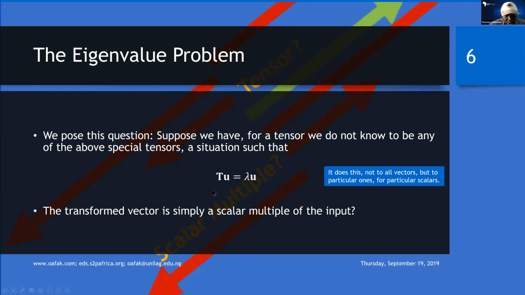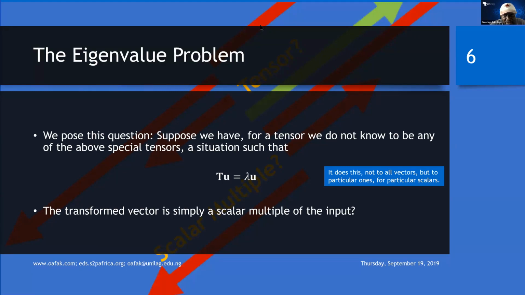That is, the operation of T on u only gives us the scalar multiple of u, nothing else. I want to see whether the class is awake. What we have on the left-hand side, is it a vector, a scalar, or a tensor? What does the left-hand side of this equation evaluate to? Vector or scalar or tensor?